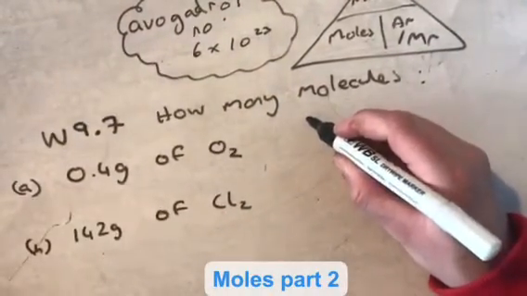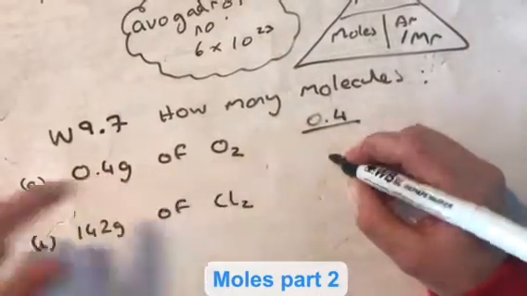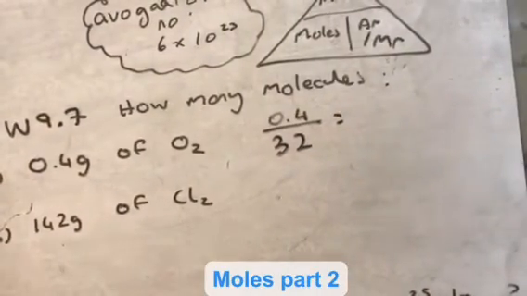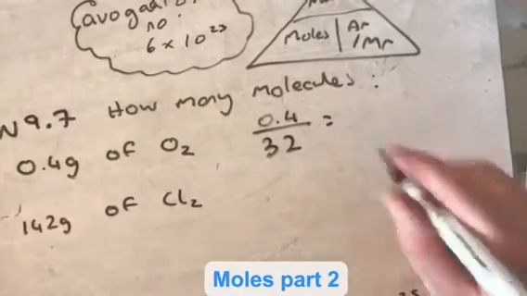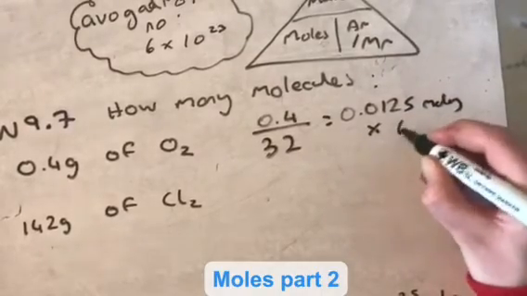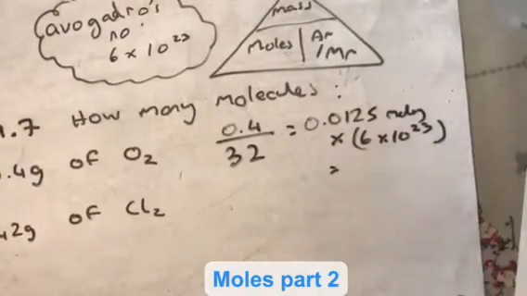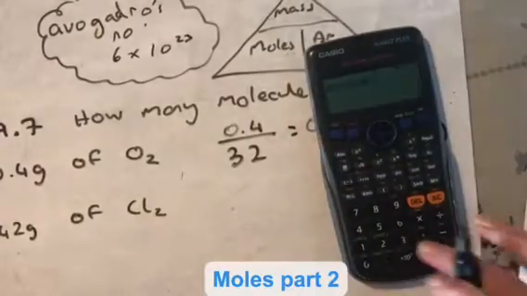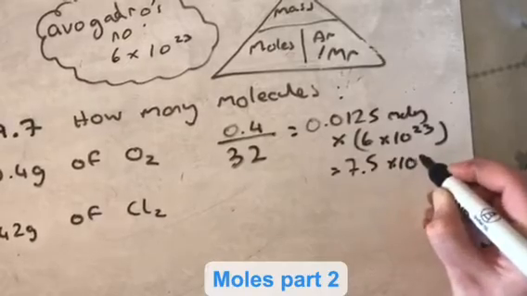So it's going to be 0.4 divided by the mass of oxygen, which is 32, because it's 2 by 16. That will give us our number of moles: 0.4 divided by 32 is 0.0125 moles. You multiply that by 6 by 10 to the 23, and that will give us our number of molecules. By 6 exp 23, that works out to be 7.5 by 10 to the 21 molecules.